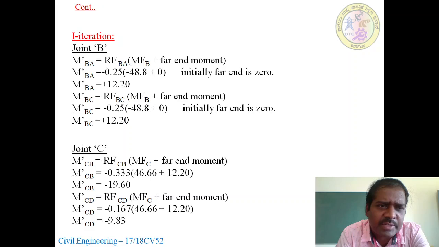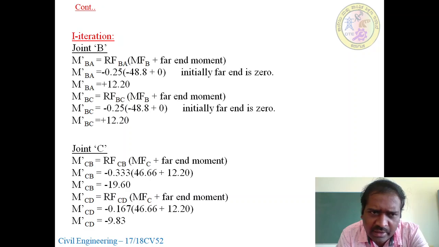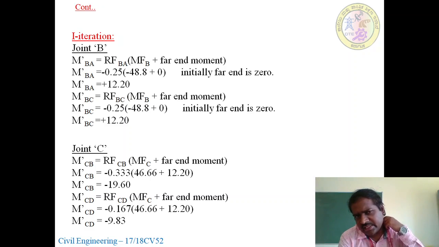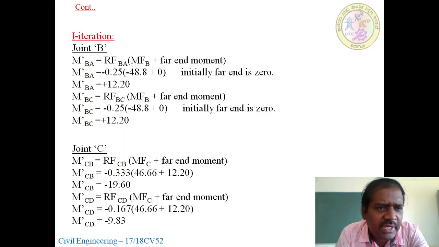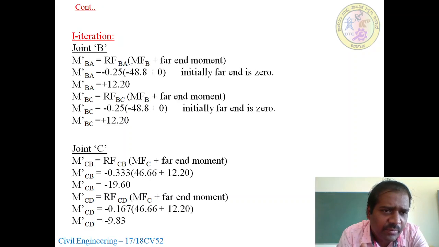Come to the M dash BC. Rotational factor of BC, MFB plus far end moment: minus 0.25 into minus 48.8 plus 0. Again initially the far end is 0. Listen carefully: for BA and BC, M dash CB is the far end value. Initially M dash CB is a 0 value.